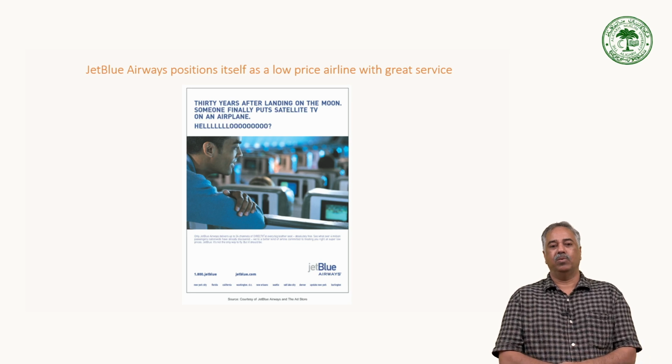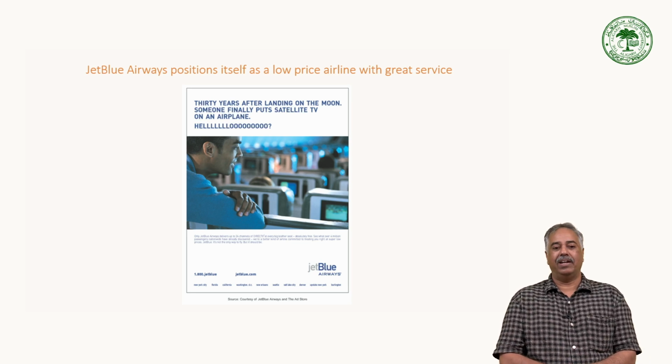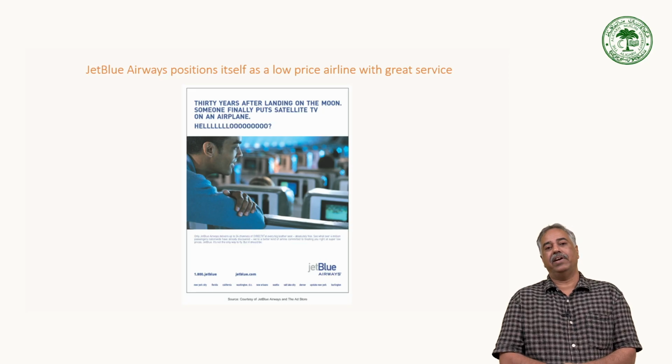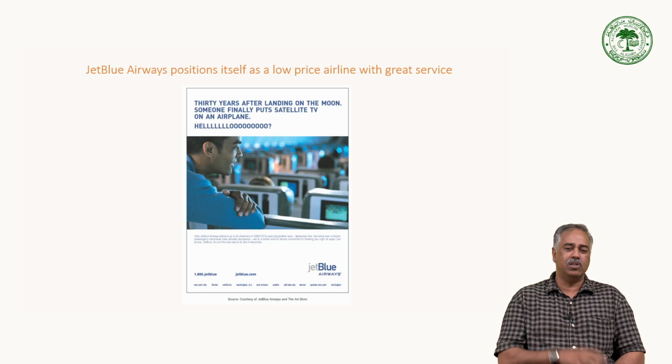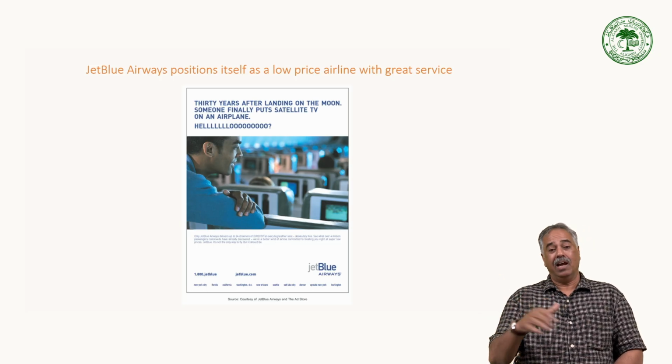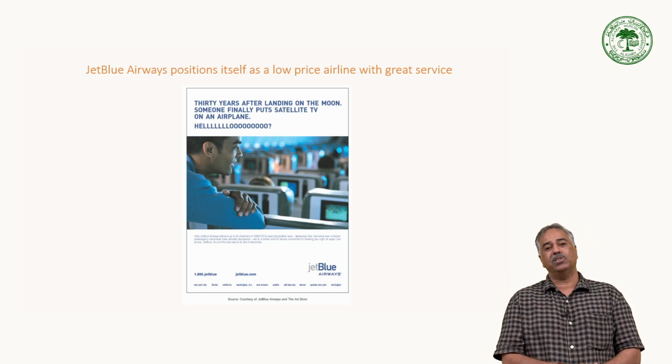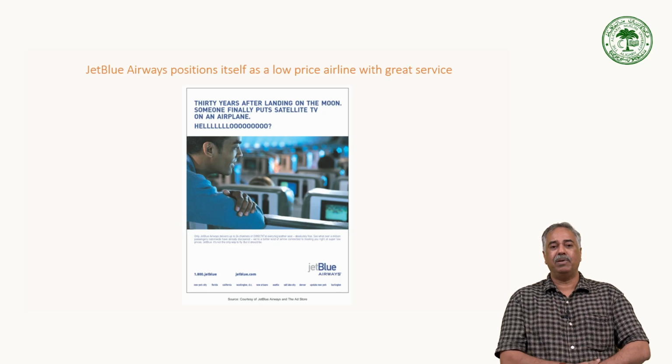Look at JetBlue. Now JetBlue is a very popular airline and it has positioned itself as a low price airline with great service. So what position have they occupied in the mind of the consumers? Low price with good service. And that is what everybody looks for, the price conscious buyer, value for money, cheap and best. So this is what it is, cheap and best.